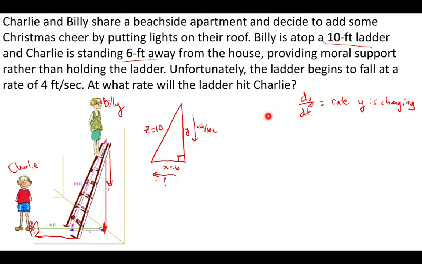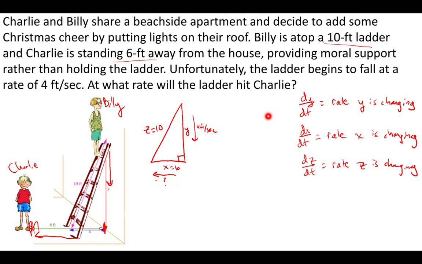Then if we were to find another variable called dx dt, that would be the rate that x is changing. And both of these are with respect to time. So a little bit different than we've seen. We're differentiating these with respect to time. So that's why it's dy dt, dx dt, because it's the rate that something is changing with respect to time. And there actually is another one, since we have a third variable, that would be dz dt. And that would be the rate that z is changing.